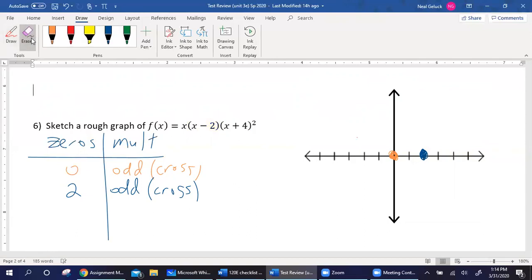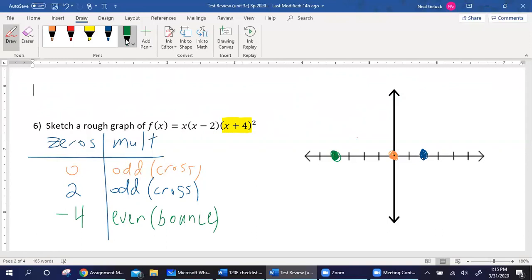My last factor is x plus 4. So the 0 there would be negative 4. That is raised to the second power, so that's got an even multiplicity, which means it's going to bounce or ricochet off. So I know at negative 4, I'm going to hit the x-axis, but I'm going to bounce off. I'm not going to slice through.